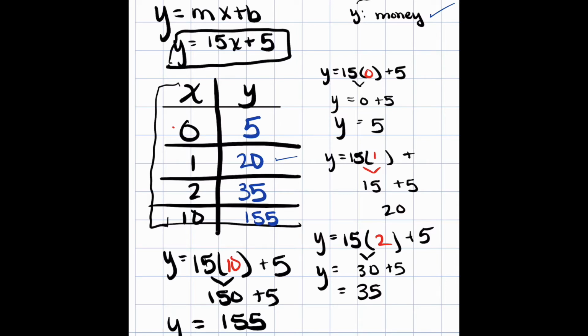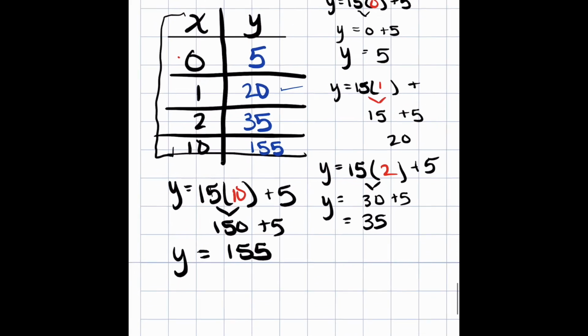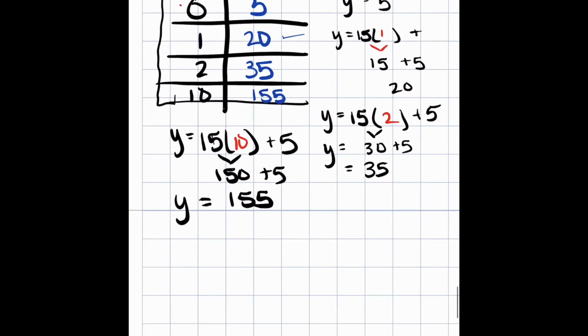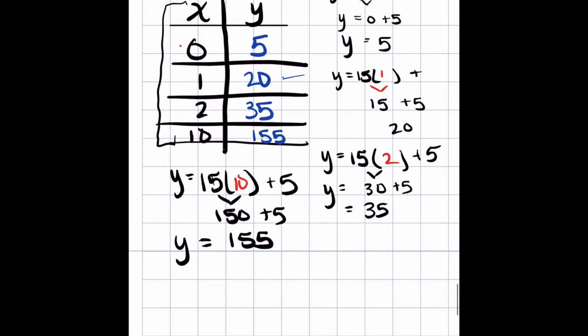Let's go back to the problem and figure out what they wanted us to do. So Lana makes 15 an hour. She already has 5 in her account. Got it there. Graph the relationship. So they want us to graph these numbers. So I'm going to go ahead and make a graph. Go ahead and take this time to set up your graph on your paper.